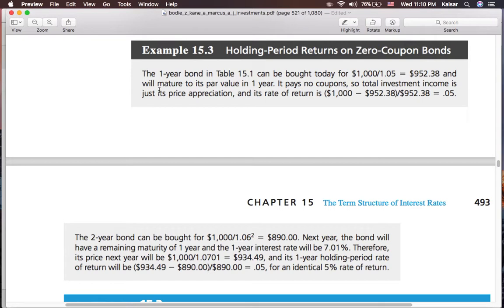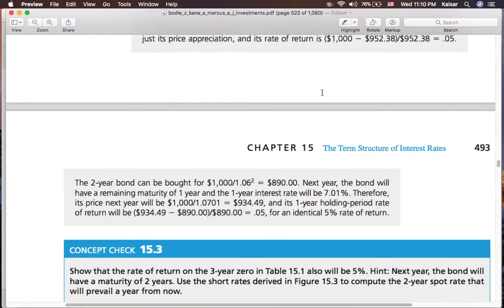The 1-year bond in table 15.1 can be bought today for 1000 divided by 1.05 equals 952.38 and will mature to its par value in 1 year. It pays no coupons, so total investment income is just its price appreciation, and its rate of return is 0.05. The 2-year bond can be bought for 1000 divided by 1.06 to the power of 2, $890.